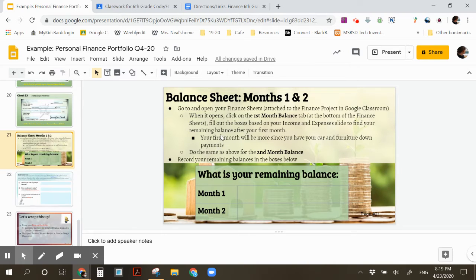And just notice that your first month is going to be more. You're going to be spending more because you have your car and your furniture down payments that are a one-time payment. And then you'll do the same thing I'm going to show you for the first month on the second month balance sheet and record our costs down here.